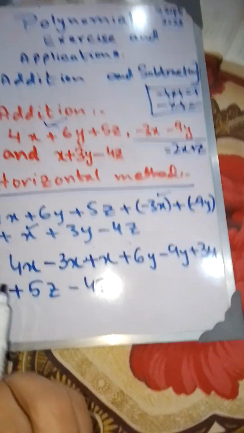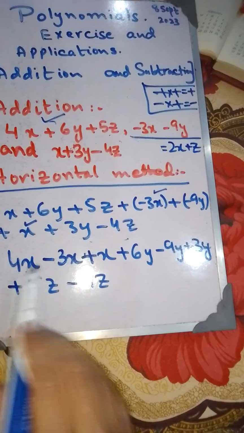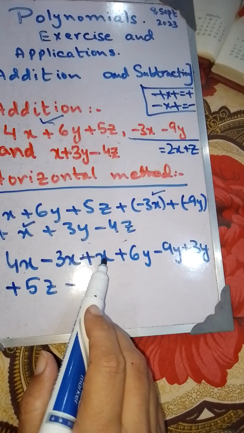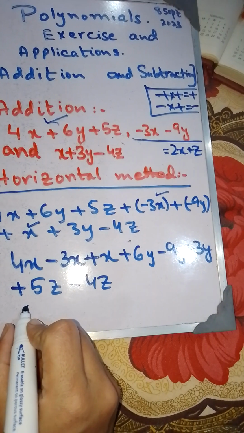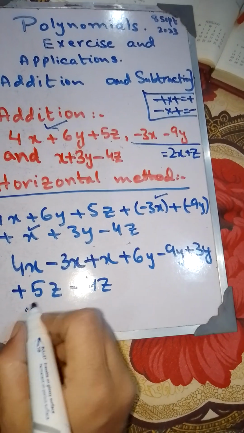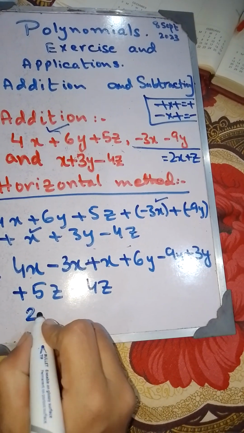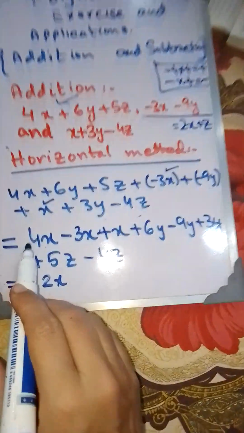So first of all 4 minus 3, or you can add them all first. 4 plus 1 is 5, 5 minus 3 is, sorry, 2x. Sign of the greater number, right?